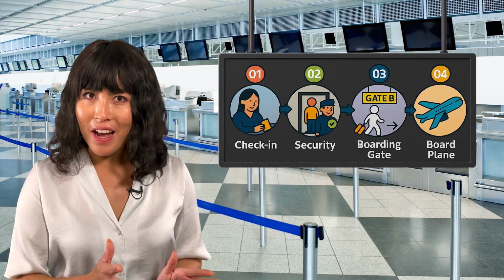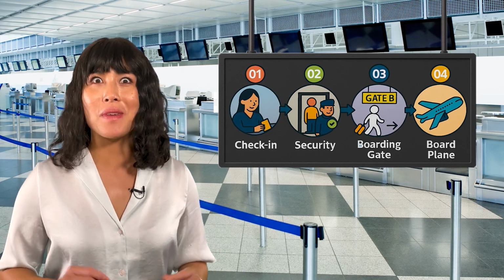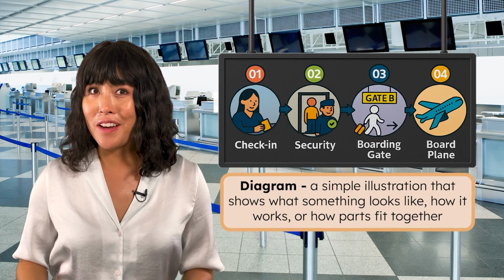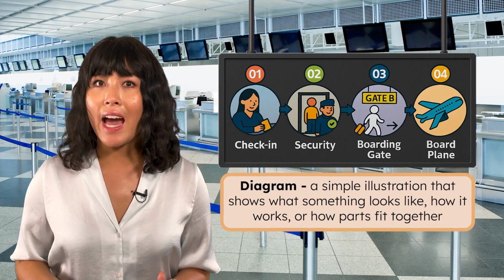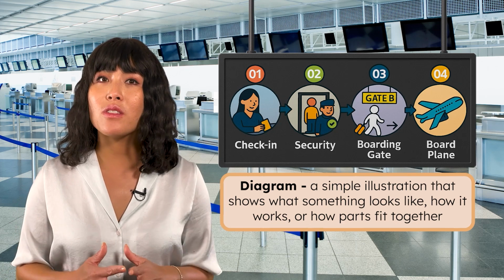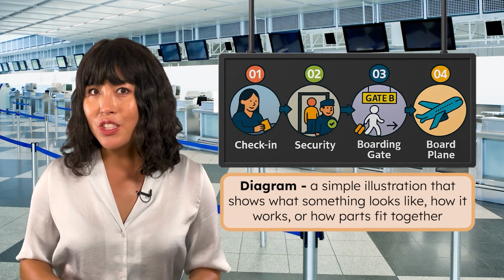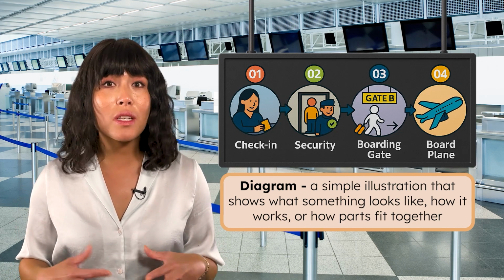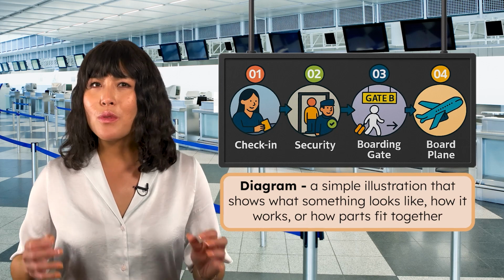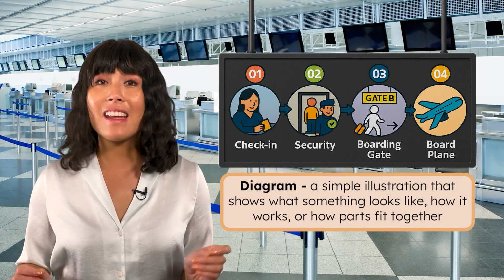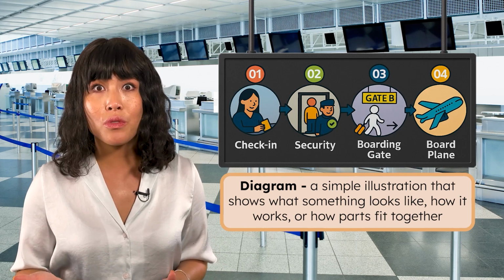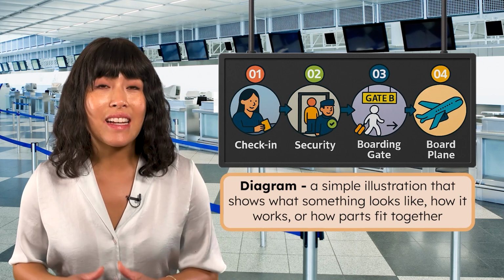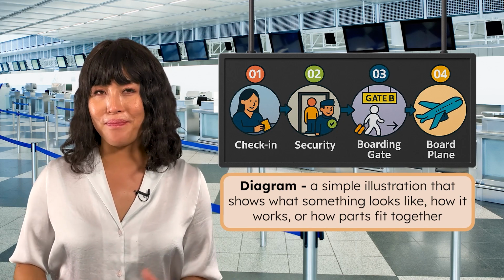Okay, so I looked around and found a perfect diagram to help me get started. A diagram is a simple illustration that shows what something looks like, how it works, or how parts fit together. The illustrations in diagrams are usually paired with text labels, so each part is easy to spot and understand. You'll also often see arrows, lines, or numbers guiding you through the information.